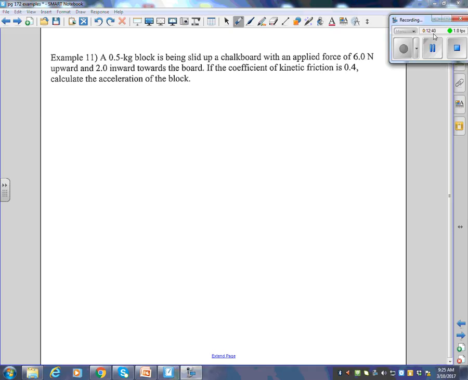So we got a 0.5 kilogram block that's being slid up a chalkboard with an applied force of 6 newtons upward and 2 newtons inward towards the board. The coefficient of kinetic friction is 0.4. Find the acceleration of the block. So let's draw this picture.